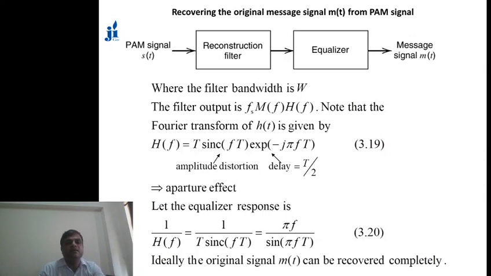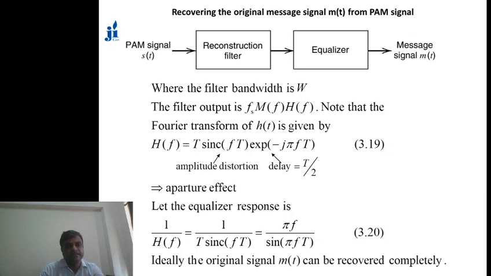Similarly, in the case of reconstruction or demodulation, we pass the PAM signal to a reconstruction filter, and then to the equalizer. Then the output of the equalizer is the message signal. See here, a mathematical expression is given. The reconstruction filter and equalizer, if we represent them as a transfer function, is represented as h(t). In the frequency domain, this h(t) is represented as H(f). So H(f) is T sinc(fT), multiplied by exponential of j pi fT.